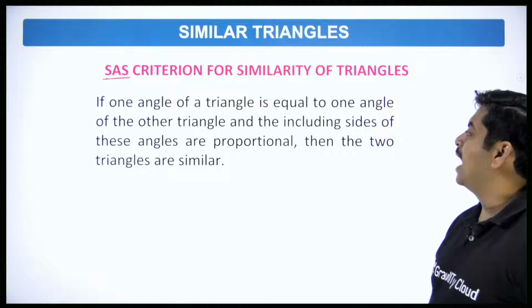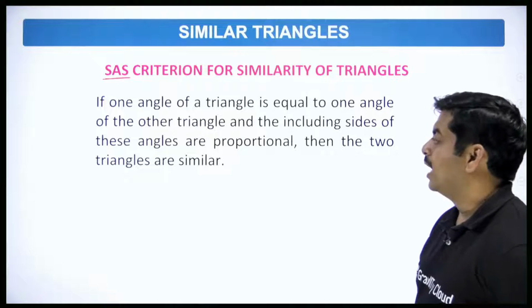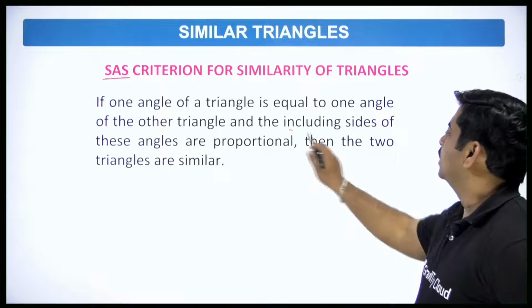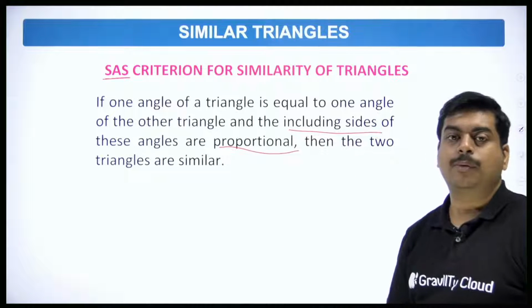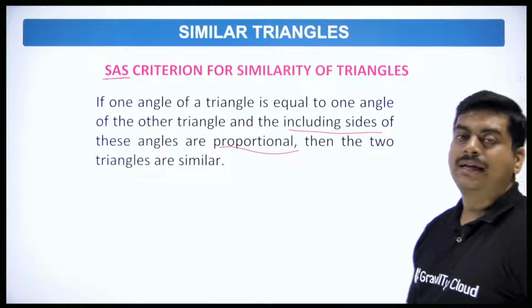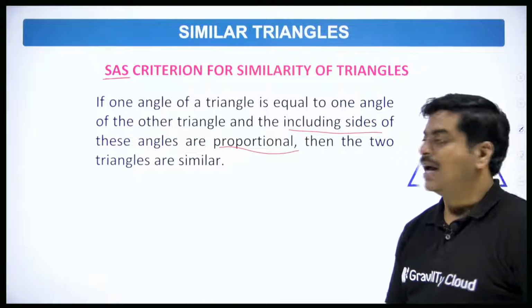If one angle of a triangle is equal to one angle of another triangle, and the including sides of these angles are proportional, then the two triangles are similar. And the two triangles are similar, right?